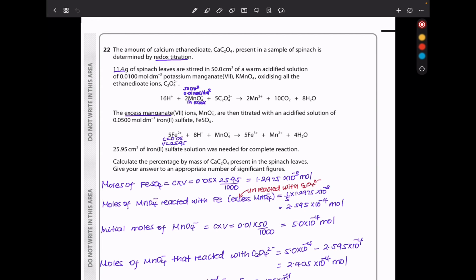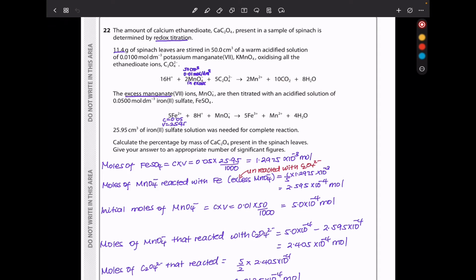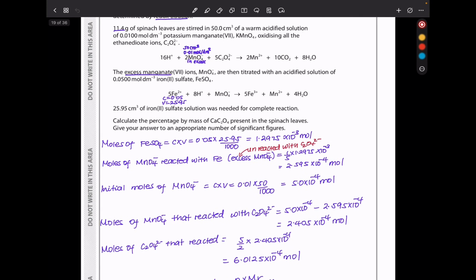In question 22, the amount of calcium ethanedioate present in a sample of spinach is determined by redox titration. 11.4 grams of spinach leaves are stored in 50 centimeters cubed of a warm acidified solution of 0.01 mole per decimeter cubed potassium manganate(VII), oxidizing all the ethanedioate ions. So this is the equation for the reaction. They say the excess manganate(VII) ions are then titrated with an acidified solution of 0.05 mole per decimeter cubed iron(II) sulfate. Again, we see the titration equation is here.